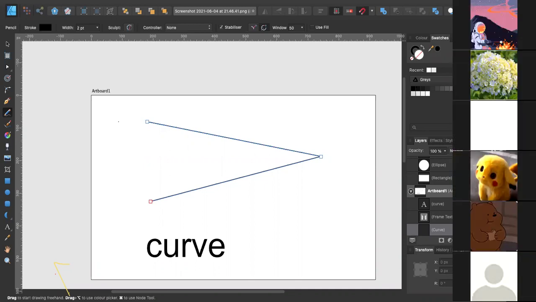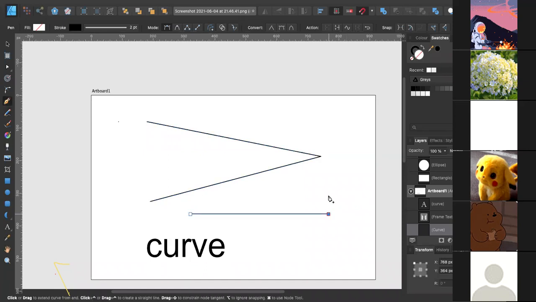Sir, a curve bends according to direction. Okay. No, but even a line can be a curve. Okay, let me... Like, what about this one? What about this one? Is this a curve or not?